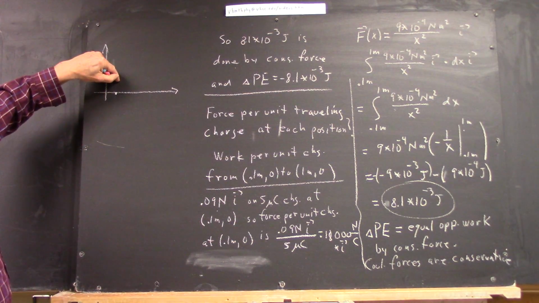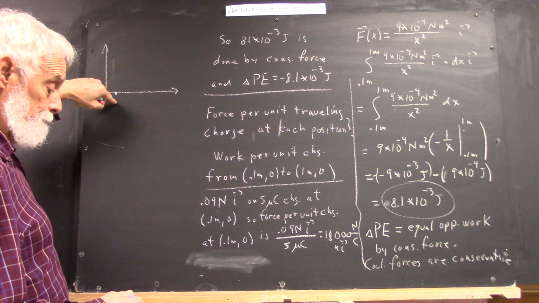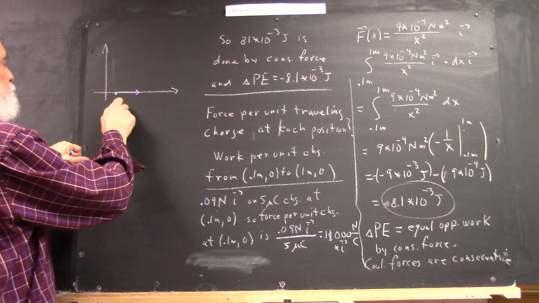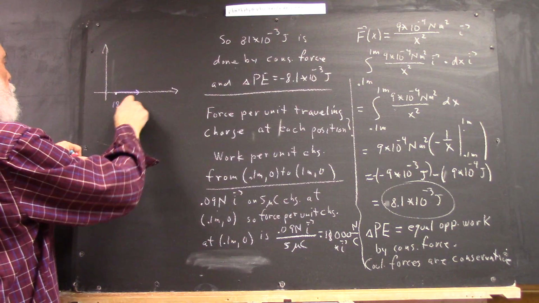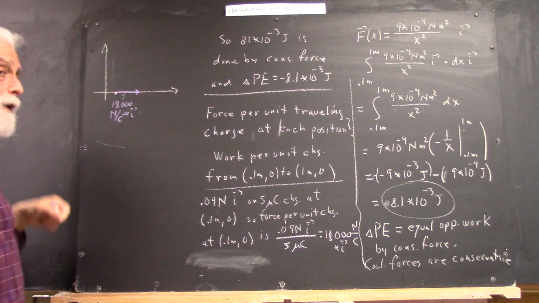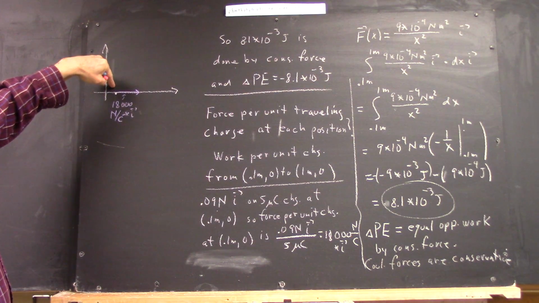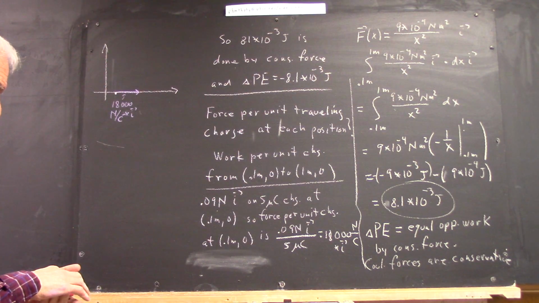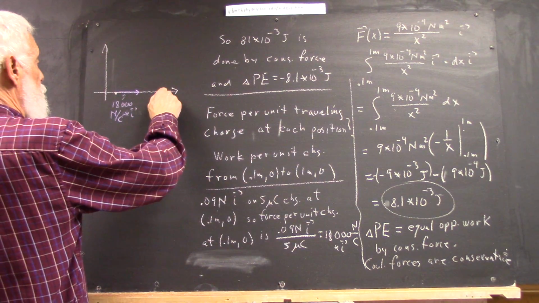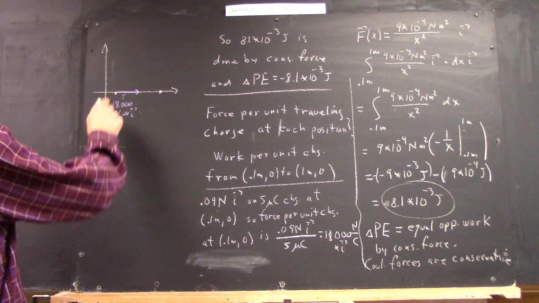Okay, so here we have the 0.1 meter position, right? So now I can say I've got a vector here that represents the force per unit of charge, right? Okay. Now, I come out here, and what's my force per unit of charge going to be at the 1 meter position?